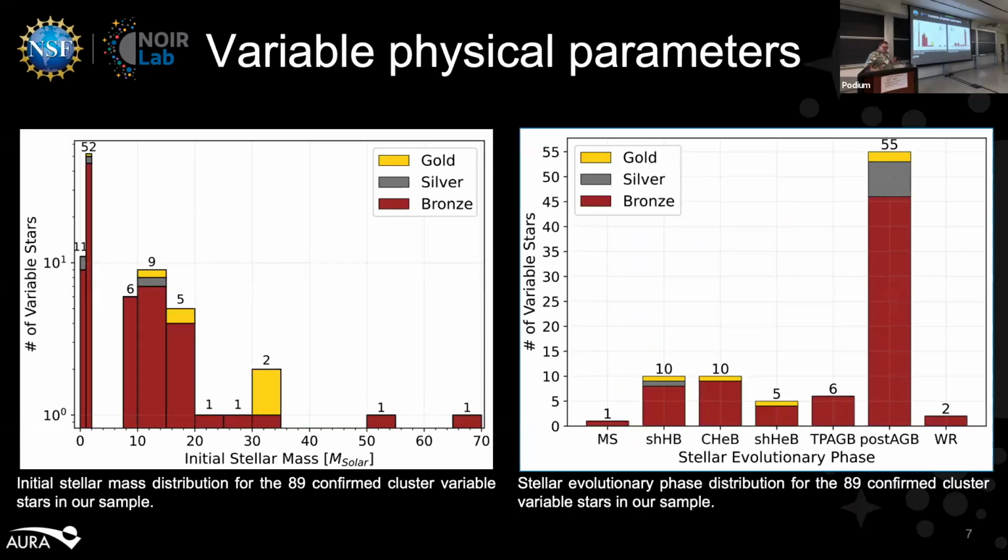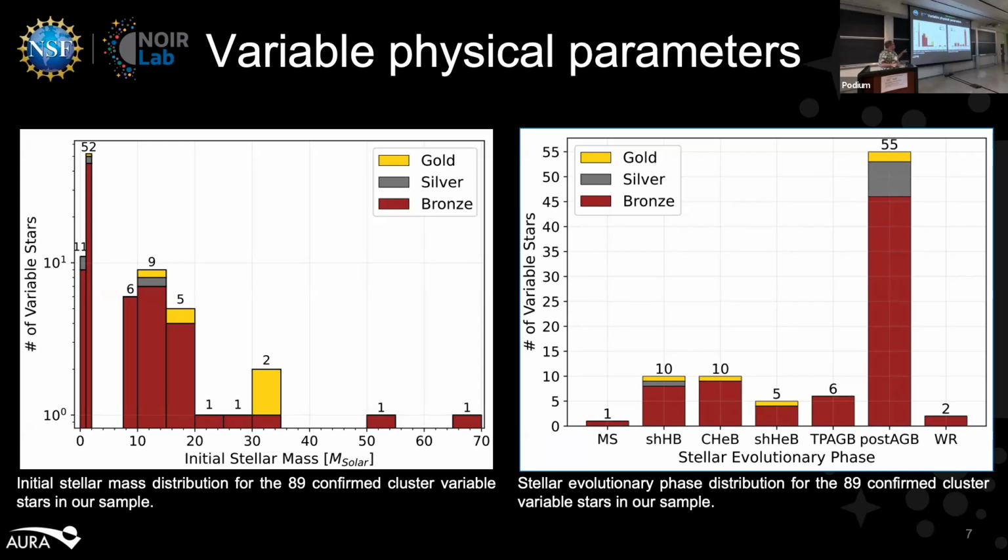And so the result, just boiling down to it, is we are able to identify 89 cluster variable stars. And these are the 2 key distributions. So we've got the initial stellar mass on the left and stellar evolutionary phase on the right. And I can almost certainly guarantee there's 2 things that have stood out to everybody: the very high number of low mass stars and the high proportion of post-AGB stars. And yes, they are directly linked, those 2. So the post-AGB stars, because of the age of those stars, are unlikely to be in that higher proportion.